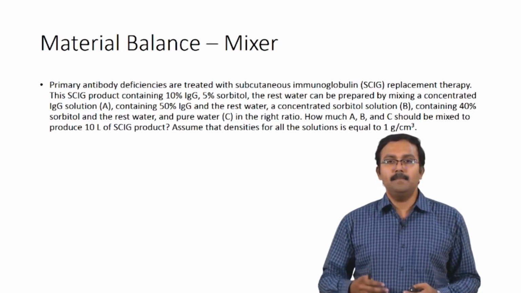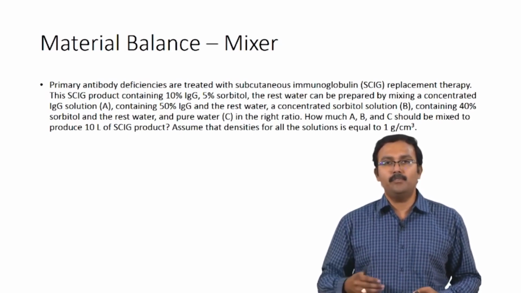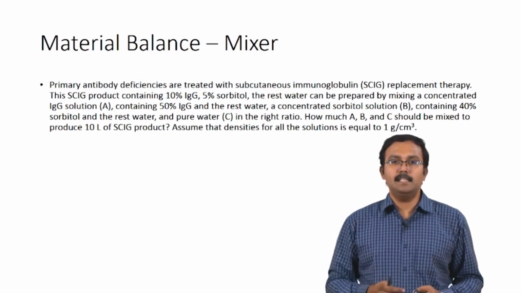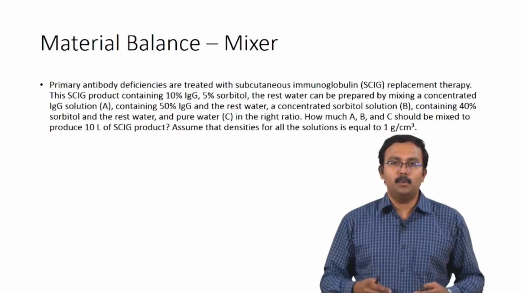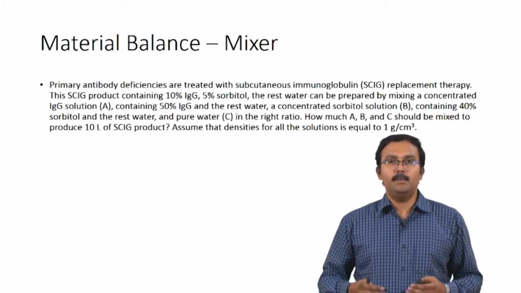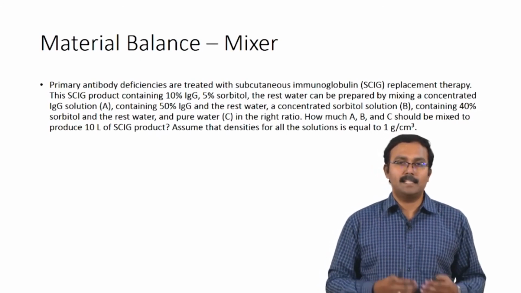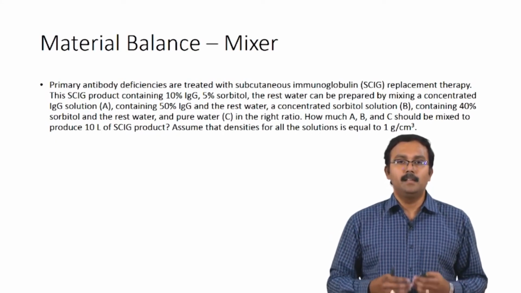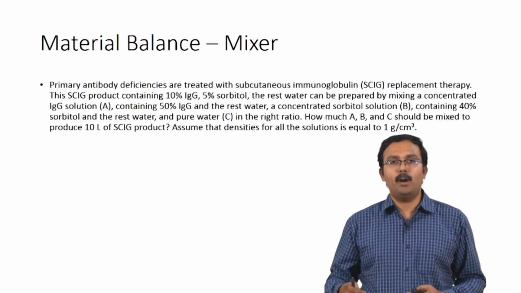How much A, B and C, which are the three different solutions, need to be mixed to produce 10 liters of SCIG product? You can assume that the density for all the solutions is equal to 1 gram per centimeter cube. Now let us try and solve this problem. Where do we start? The first step for any material balance problem, as I said, is identifying the basis. Here the basis would be 10 liters of SCIG product which is formed.